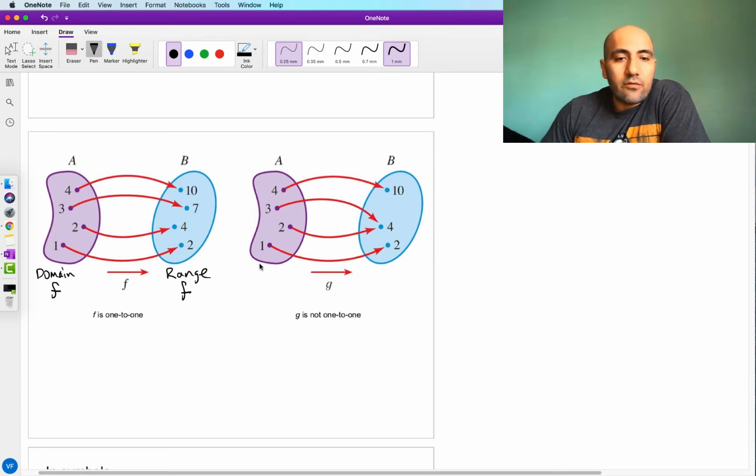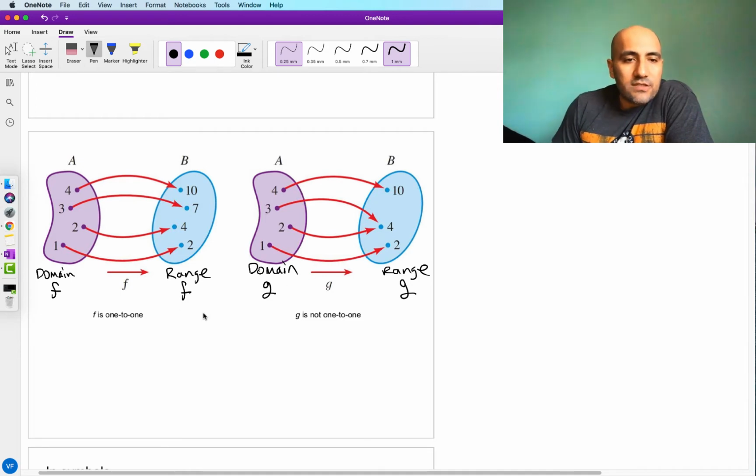So this purple jelly bean over here is the domain of the g function, and this blue jelly bean over here is the range of the g function. The g function has in its domain the 1, the 2, the 3, and the 4. And the g function has in its range the numbers 2, 4, and 10. More specifically, the 4 is being mapped to the 10, the 3 is being mapped to the 4, and the 1 is being mapped to the 2.